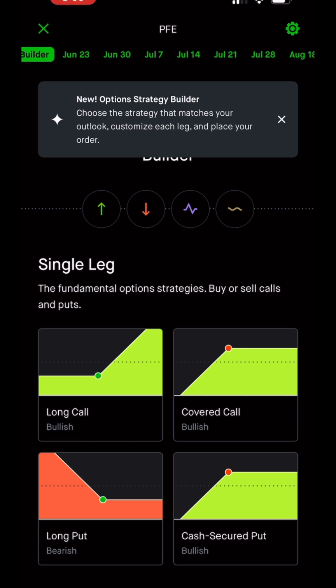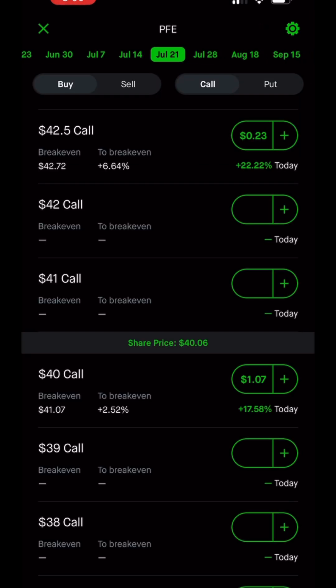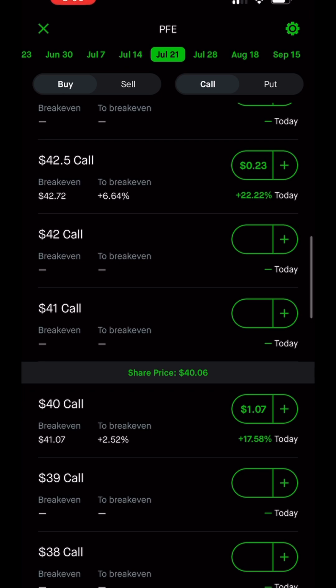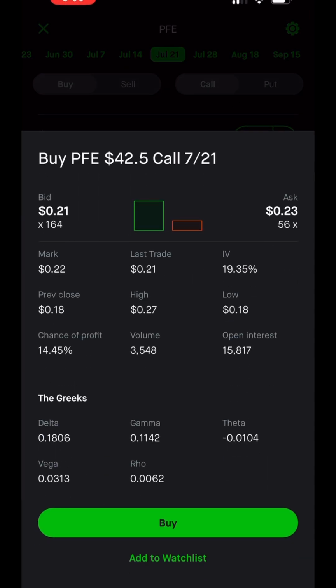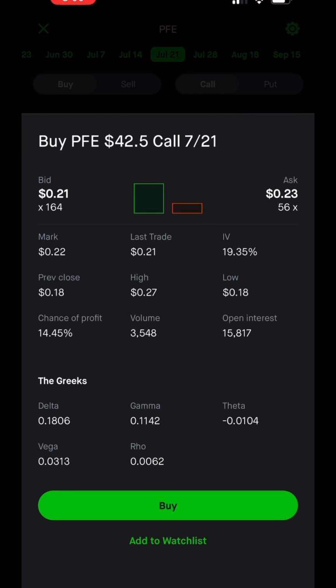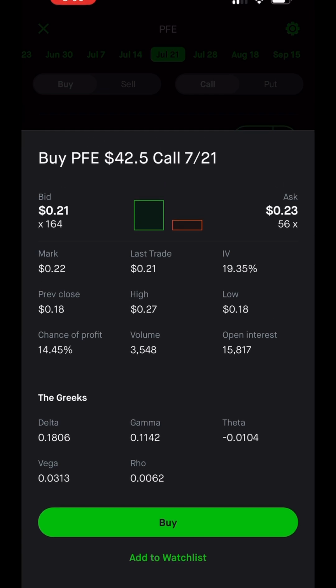So we're going to look here at the calls that I've been trading for Pfizer, which is the 42.5 calls. And then you click on a position here, 42.5. And then you see what the last trading opportunity is here for the calls. This is a 42.5, and it has an expiration date of July 21st. So this is like a monthly call option. I've been trading the 42.5 calls this last week. Price is very nice, about 22 cents.